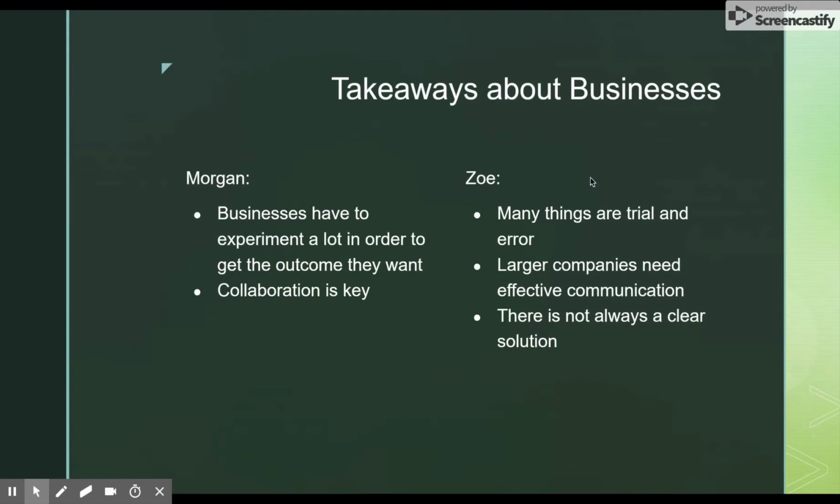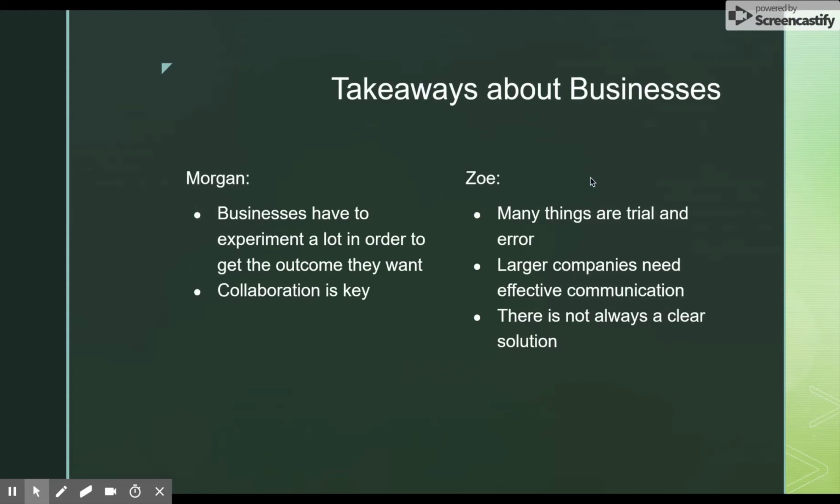So after being at Lubrizol for a whole semester, there were many things that we could take away about businesses. One of them is businesses have to do a lot of experimenting in order to get the outcome they want. Linda told us that they tried this multiple times, but they failed, so they had to keep doing it. Another is collaboration is key. She had to work a lot with the other business heads in order to figure out all the information that she needed for the experiment.